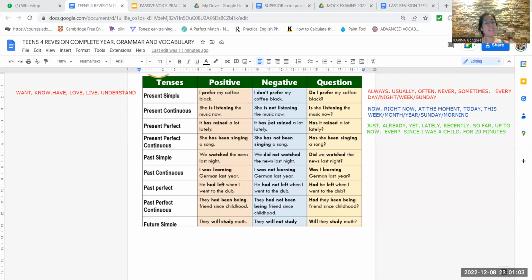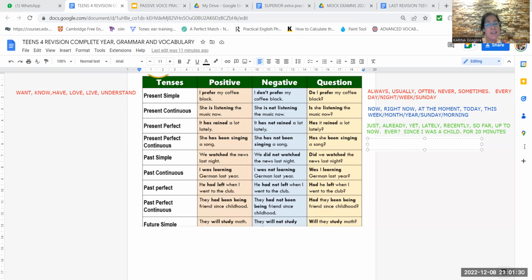Si yo digo, she has been singing a song. No terminó. Estuvo haciendo eso. ¿Querés saber qué estuvo haciendo en este último tiempo? She has been singing a song, right? Generally, we are going to use this tense, right? Se usa un montón, por ejemplo, con for 2 hours. I have been waiting for you for 2 hours, right?